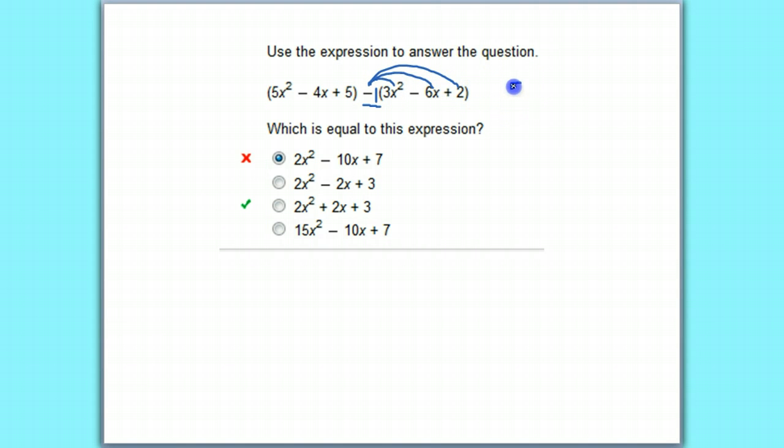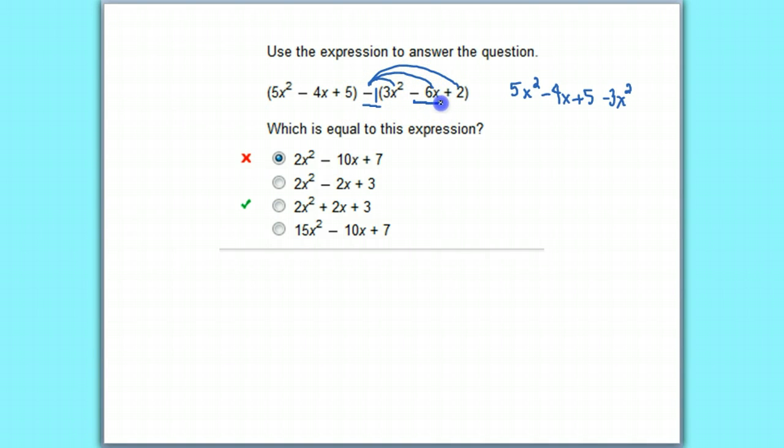So our problem would turn into, and I'm going to rewrite this as well, and since there's nothing in front of the parenthesis here, I can actually drop my parentheses now because I've already checked to make sure there wasn't anything inside of there that could be completed. So I'm going to have 5x squared minus 4x plus 5 minus 3x squared, because if I take a -1 times a positive 3x squared, a negative times a positive is a negative.